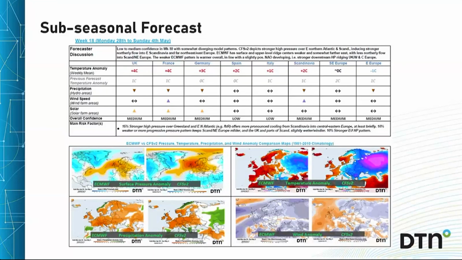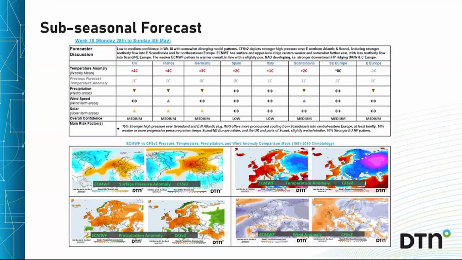We compare the ECMWF and CFSv2 models, and although both show a similar pressure anomaly pattern, the CFSv2 has deeper and more widespread cold across Eastern Europe. Having said that, the ECMWF is preferred here, more in line with the slightly positive NAO pattern expected to develop.